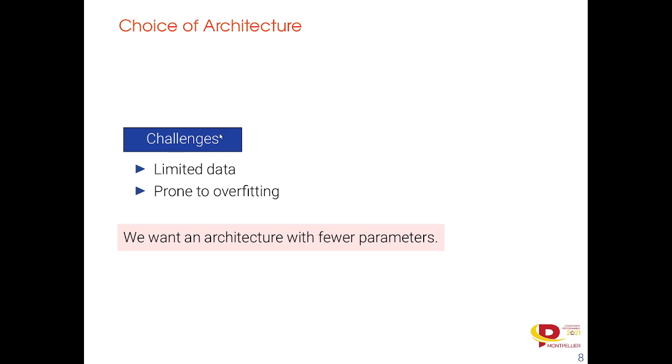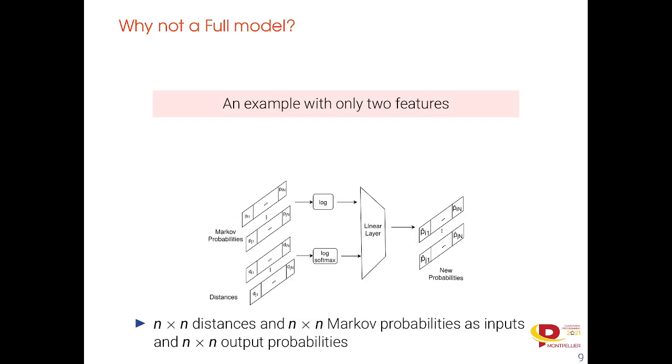When we train with a small amount of data, overfitting is a serious concern. So what could be the right architecture? Here we present an example with only two features, the distance and the Markov probabilities between the stops.